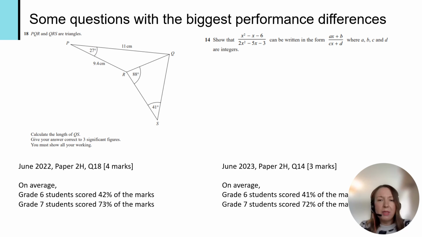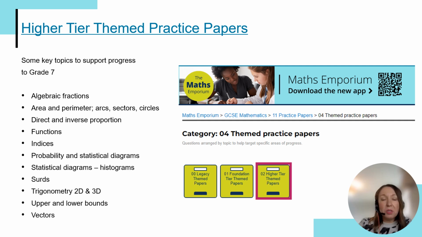So on screen here, just a couple of examples of questions that we saw some big performance differences on. On the right hand side, we've got that algebraic fraction, but in the denominator there, we've got that non-monic quadratic that presents some problems for students working below grade 7, but our grade 7 students should hopefully be able to successfully factorise those more difficult quadratics. So in terms of resources, we've got our theme practice papers, which are practice papers themed by topic. And on screen there, you can see from the analysis that we've done some key topics to support progress of students working towards that grade 7.